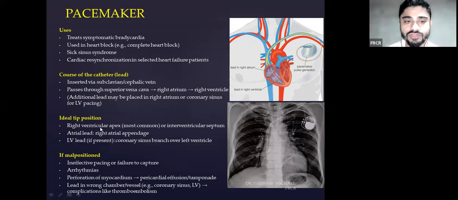What is the ideal tip position? Like we discussed, one lead will go into the right ventricular apex or interventricular septum. The atrial lead will go into the right atrial appendage. And if there is a third lead for LV pacing, that will go into the coronary sinus.